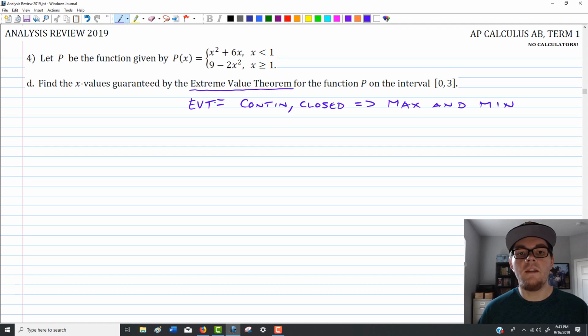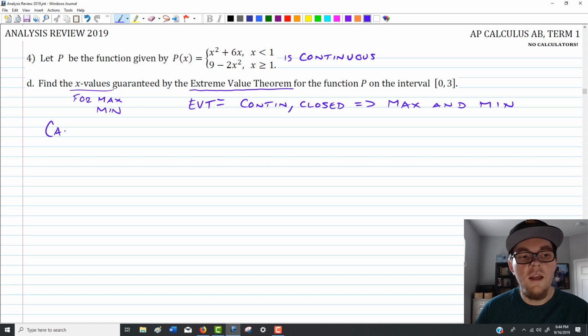In order to talk about the extreme value theorem, we need to guarantee continuity and a closed interval. Fortunately, we have a closed interval, and we already established in the first part of this problem that this function is continuous, so there are values guaranteed. The question asks for the x values for the extrema, the absolute max and absolute min. So we're going to need to use the good old-fashioned candidates test.